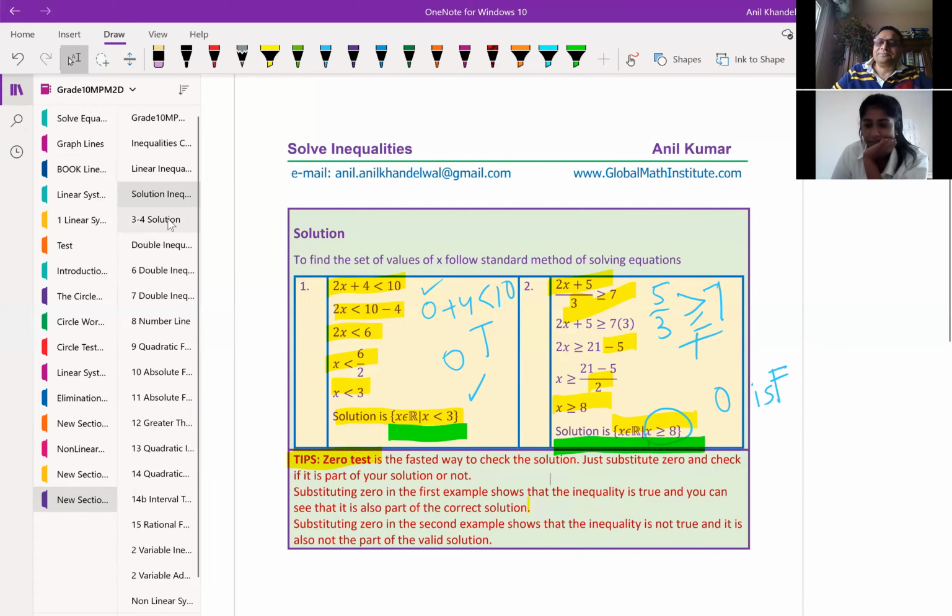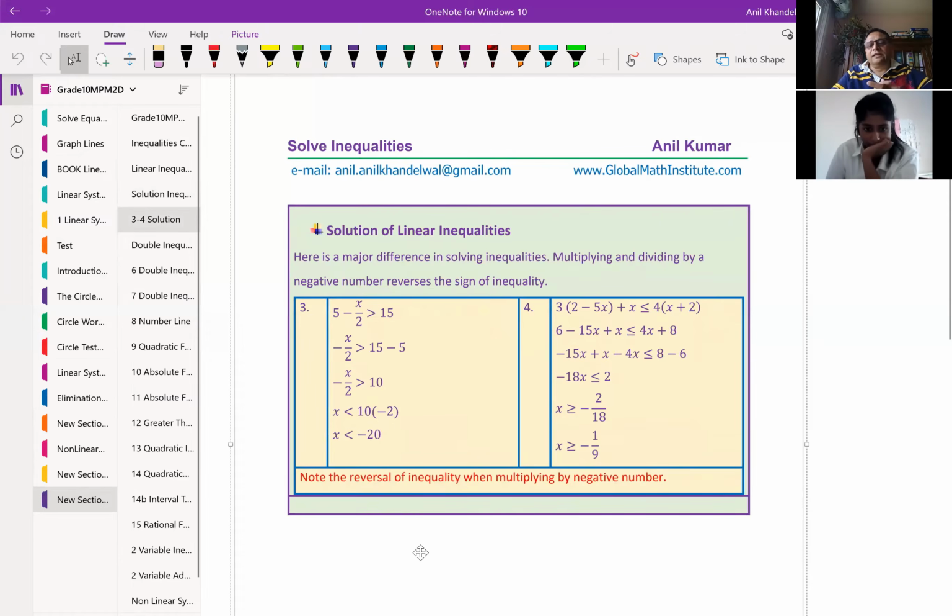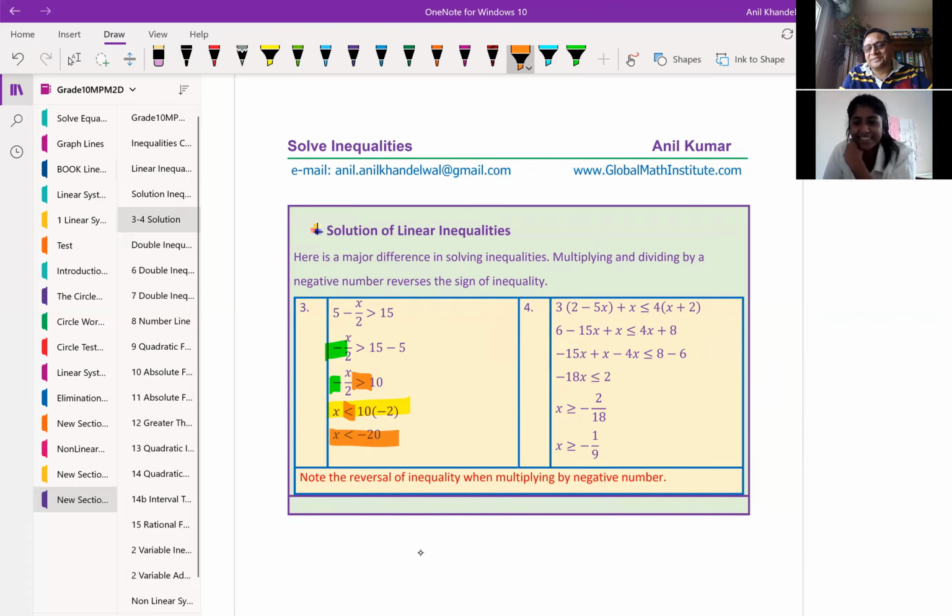Now here we have this particular example which we have been discussing. We are now saying 5 minus x over 2 is greater than 15. When we do all this, we have a negative sign on the left side. As soon as I multiply by the negative sign, do you see the change in the inequality sign? It is a must. If you don't do that, you get the reversed answer, which will not be correct. Likewise, in the second case also, we have a negative sign there. As soon as I multiply by a negative number, I have to reverse my sign, and then we get the right solution.